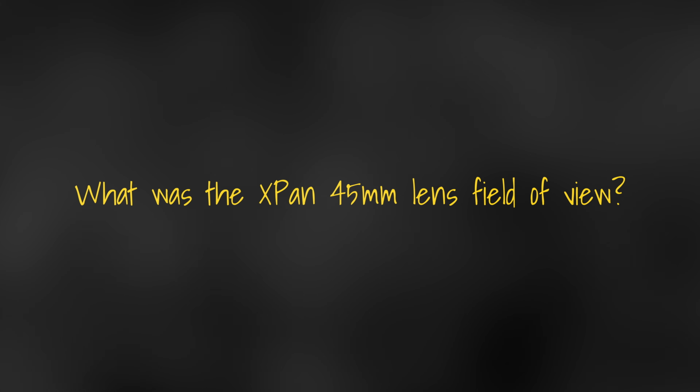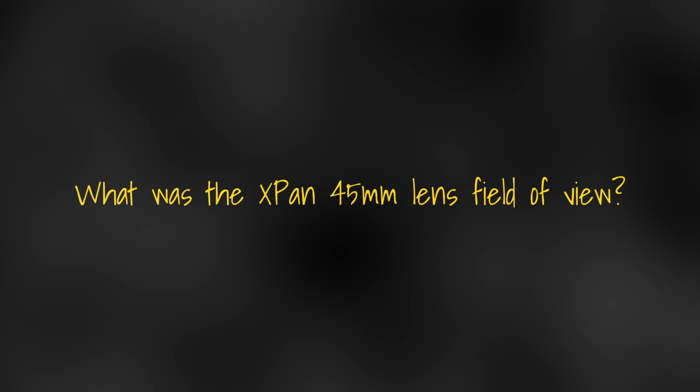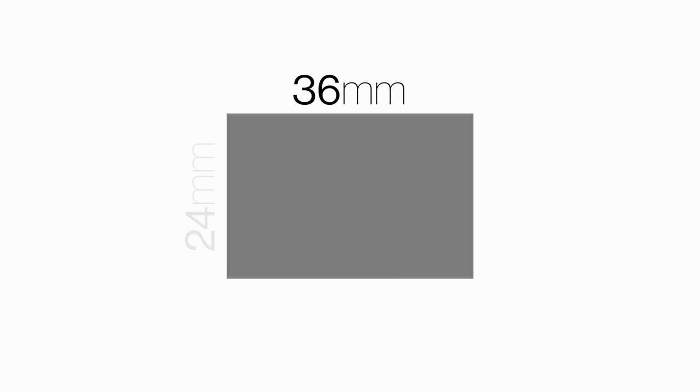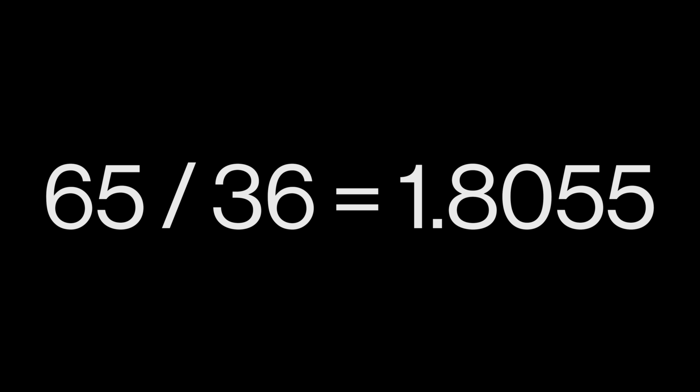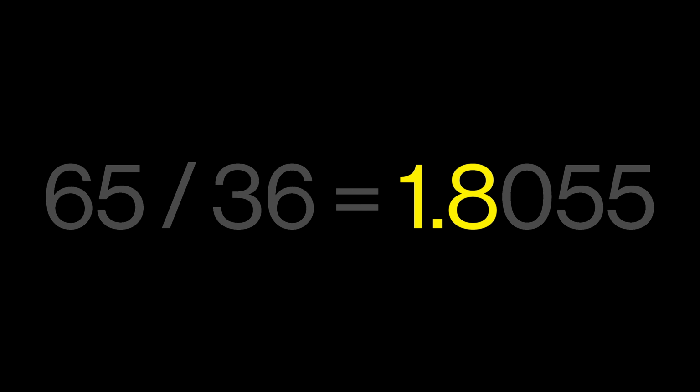The first thing I did was search online for some help working out the field of view. When I had my XPan, I had the 45mm lens, so I wanted to replicate the field of view on my digital camera. So I knew the standard frame size for 35mm film or full frame digital cameras was 36mm wide by 24mm high. In panoramic mode, my XPan shot a negative 65mm wide by 24 high. It was exactly the same height as a standard 35mm frame size, it was just wider. So I divided the XPan's 65mm frame width by the standard 36mm frame width. That gave me a ratio of 1.8.